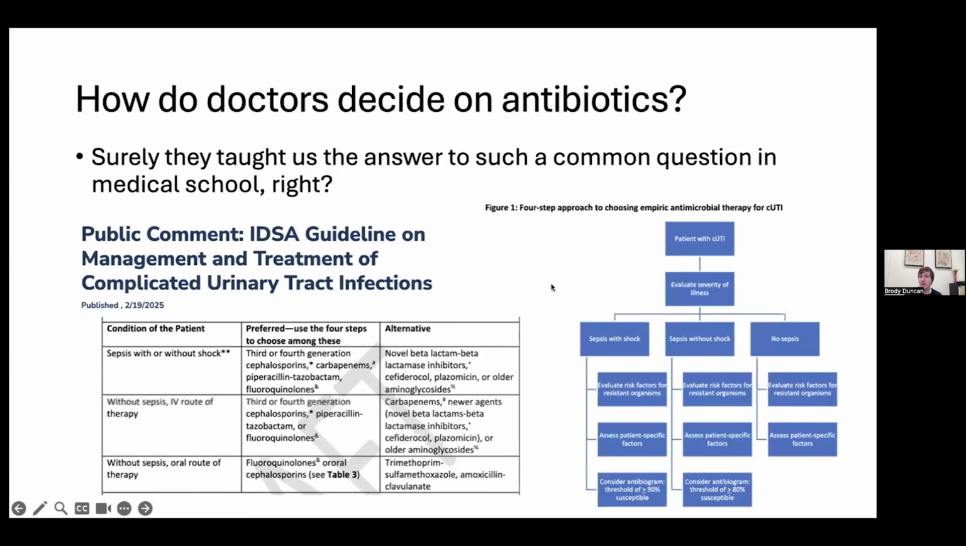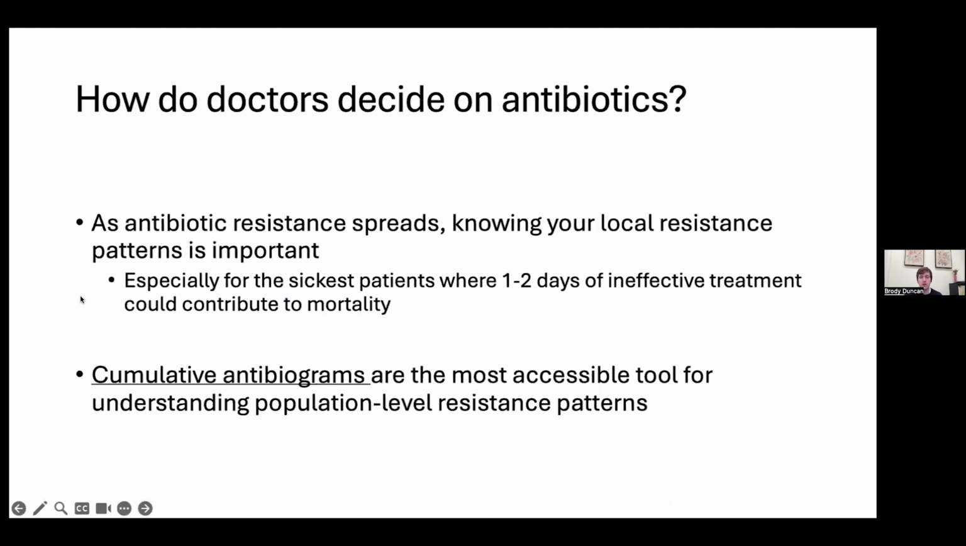And to make this even more complicated, now these proposed guidelines are advocating this four-step approach where we look at the severity of illness, we evaluate individual risk factors for resistant organisms, patient-specific factors, and then for our sicker patients, also looking at an antibiogram with this 90% susceptible threshold. So again, I would say that compared to 20 or 30 years ago, it's not so simple as, oh, fluoroquinolones are my favorite antibiotics. Now we have to take all these different features into account, and still sometimes it can be a little bit person-specific.